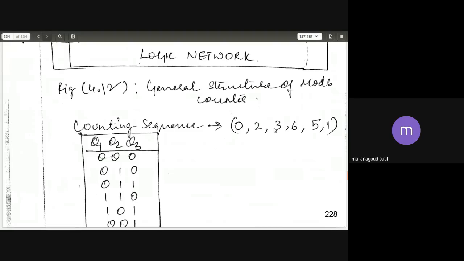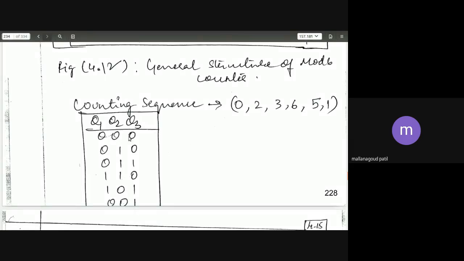Next one is the sequence given here. Generate the structure of the mod 6 counter. It's okay. 0, 2, 3, 6, 5, 1. This is a random fashion he has given. The counting sequence has to be given for a random sequence: 0 to 2, 2 to 3, 3 to 6, 6 to 5, 5 to 1. How can you increment the count value? Not in the sequence 0, 1, 2, 3, 4, 5, 6. It should be in the standard sequence given in the problem statement: 0, 2, 3, 6, 5, 1. You can write it with Q1, Q2, Q3.